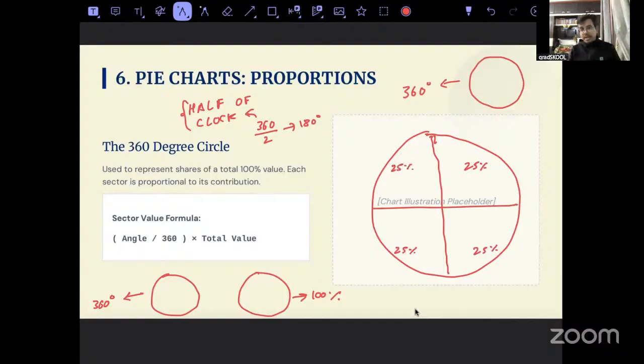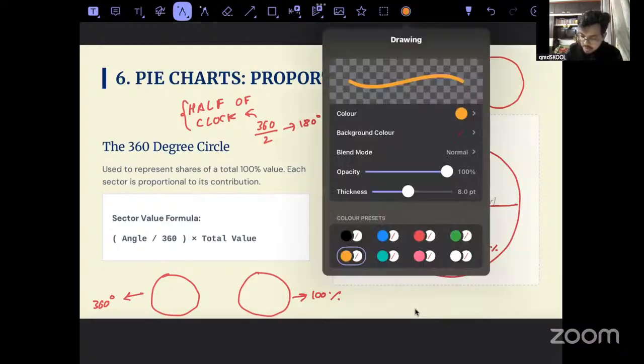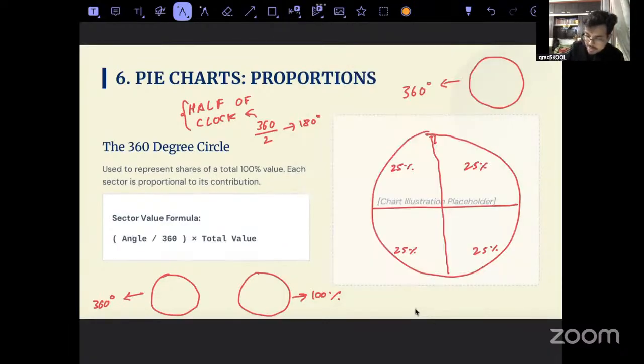Now let me change my color first. Let me consider this semicircle, this part. So this is how much? We can call it 50% also. We can call it 180 degrees also. I told you half of a clock is 180 degrees and half of a pizza is 50%. So we can say 50% is 180 degrees.